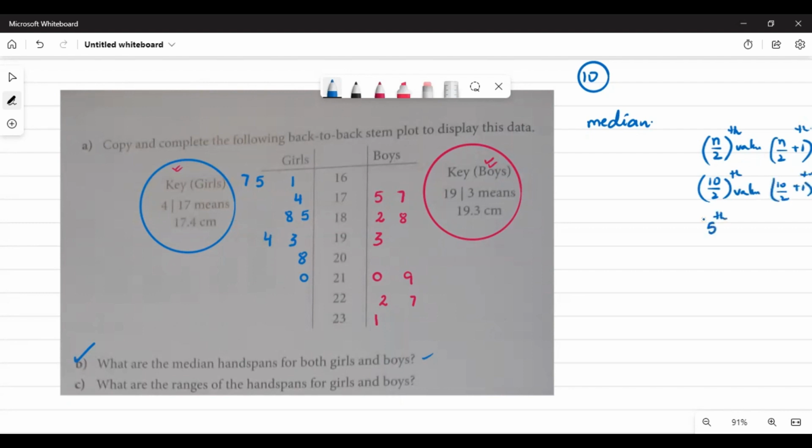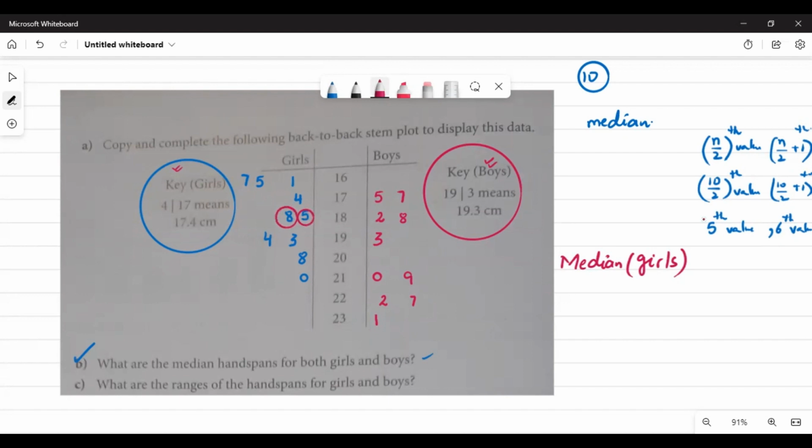This is the fifth value in the data, and this is 5 plus 1, so the sixth value in the data. Clear? So what about the median for the girls? For the median for the girls, I have to see the fifth value in the arranged data. 1, 2, 3, 4, and this is my fifth value, that is 18.5, and the sixth value is 18.8.